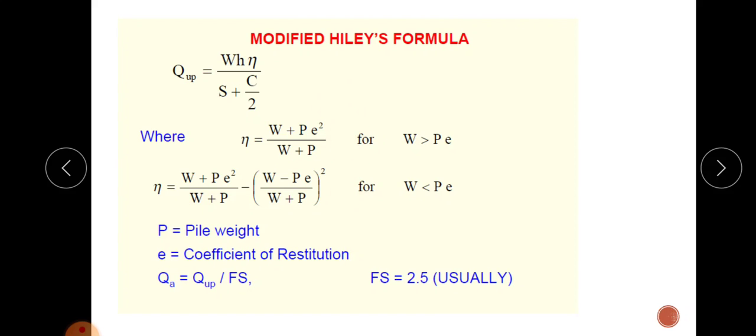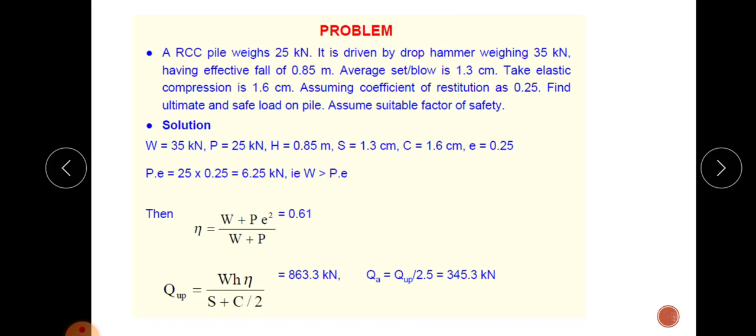So we have to calculate P into E and also note the weight W, and compare whether W is greater than PE or less than PE. So by checking this value, you choose the equation for calculating efficiency. Okay, if W is greater than PE, the efficiency equation is this, and if W is less than PE, this is the efficiency equation. Calculate this efficiency, substitute in this equation and calculate ultimate bearing capacity. Okay, so we can do one problem.